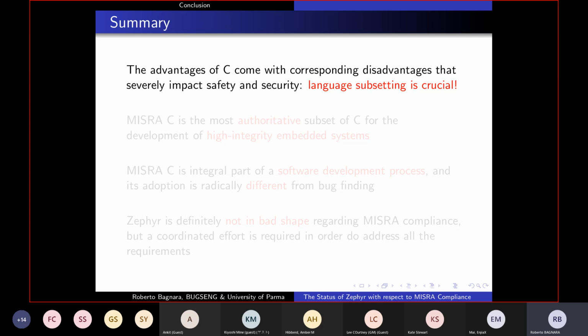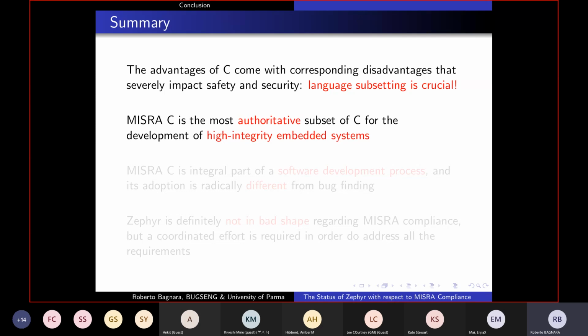The advantages of C have corresponding disadvantages, and so when you write code that is meant to be safe and or secure, language subsetting is a crucial activity. Of course, this will not ensure that the code is bug-free, but if the code is MISRA compliant, you can program in C almost as if you were programming in Pascal. Which means that, for example, you will do the right thing concerning undefined behavior, meaning that at least the software will have a definite semantics.